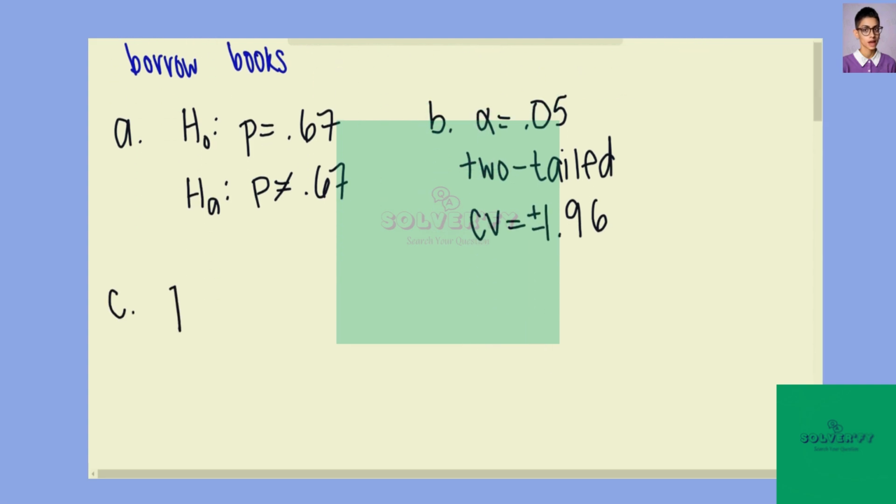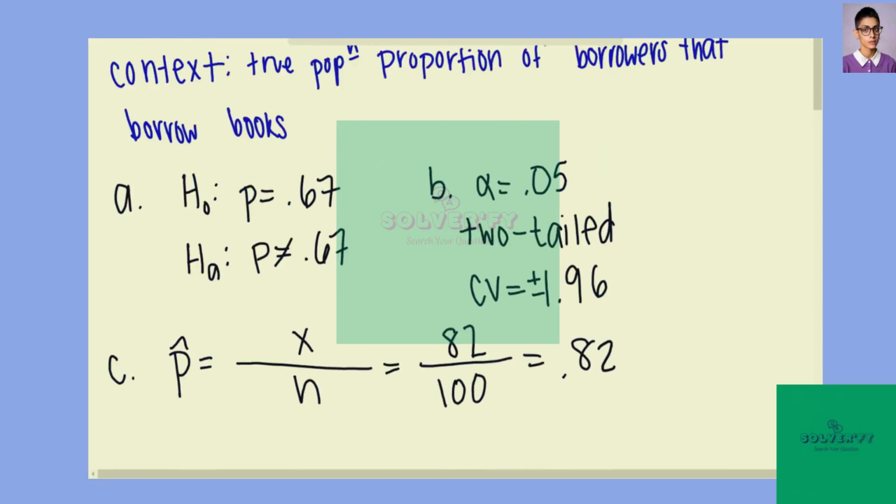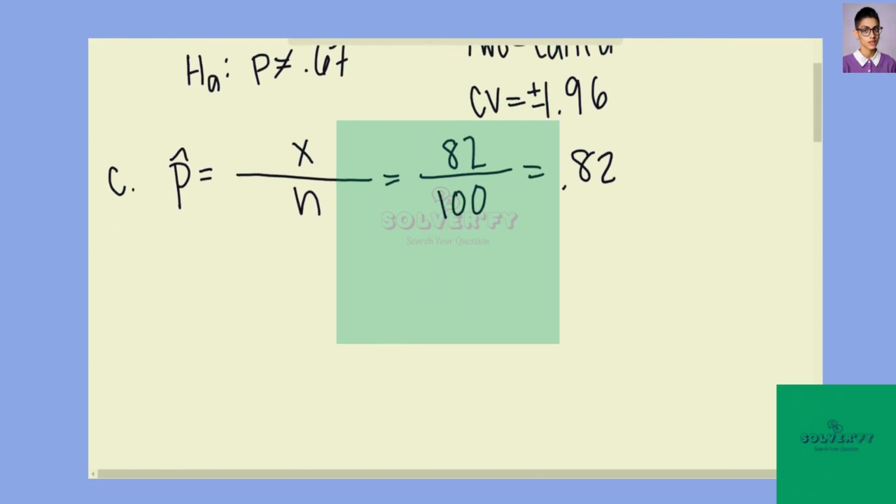So now we need to find our test value. First we need to find our sample proportion shown by p hat, which is equal to x over n. So we get 82 over 100. So we end up with 0.82 as our sample proportion.